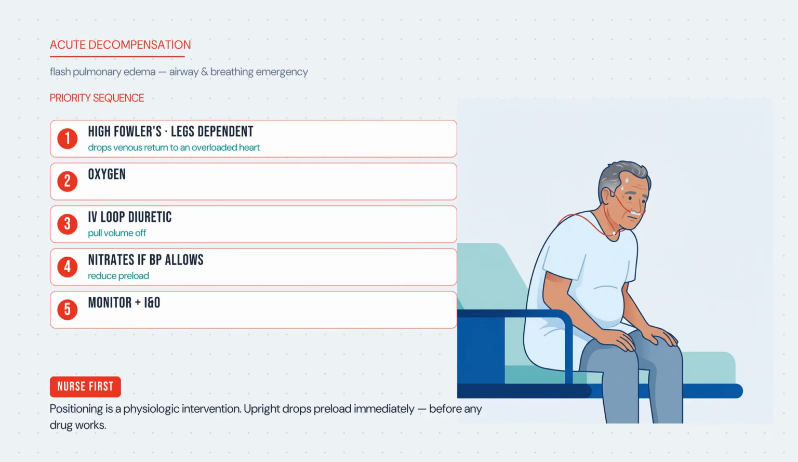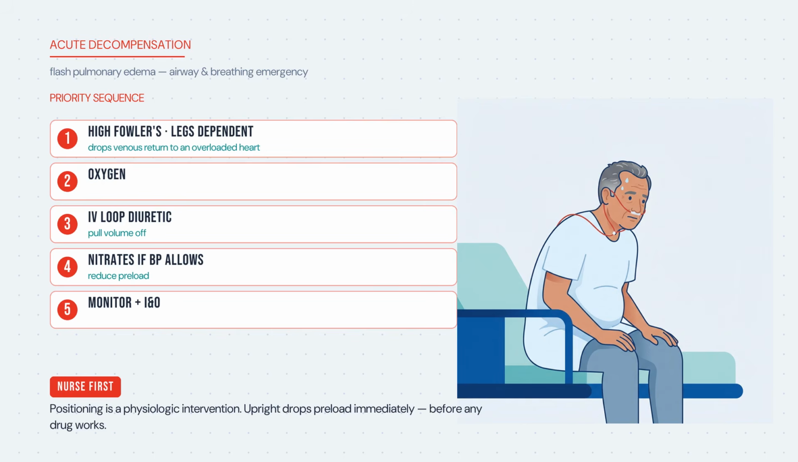When heart failure decompensates acutely, you are looking at flash pulmonary edema. Severe shortness of breath, the patient sitting bolt upright, anxious, crackles throughout, saturation falling, sometimes pink frothy sputum. This is an airway and breathing emergency. Sit them upright, high Fowler's, legs dependent if tolerated, because that reduces the blood returning to an already overloaded heart. Oxygen. An IV loop diuretic to pull volume off, nitrates to reduce preload if the blood pressure supports it.